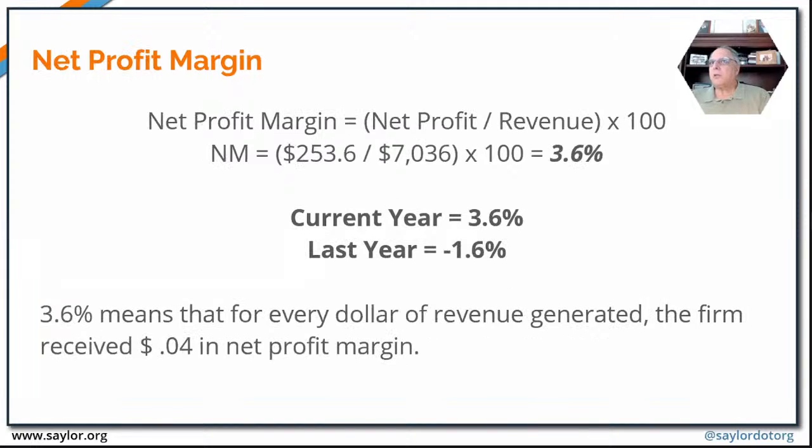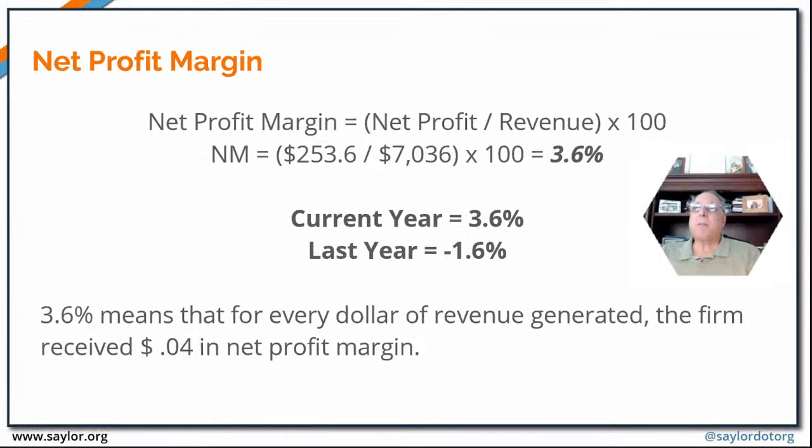And now let's get to the big one, which is the bottom line, the net profit. The net profit is the last item on the income statement. So after revenue, taking out all expenses, this time including any interest payments we make and any taxes that are due, that's the net profit, also referred to as earnings. All right, that's the bottom line. Our net profit margin for the current year is 3.6%. Last year was a negative 1.6%.